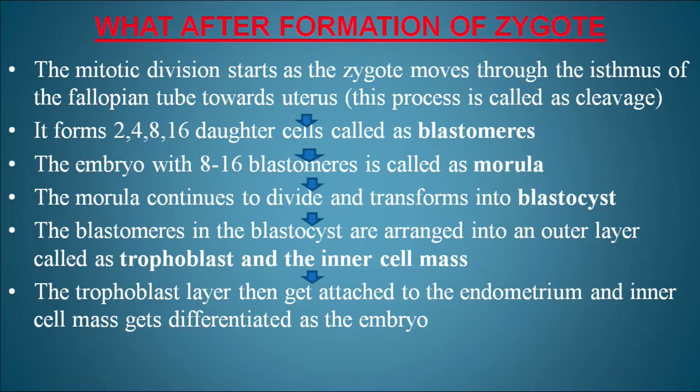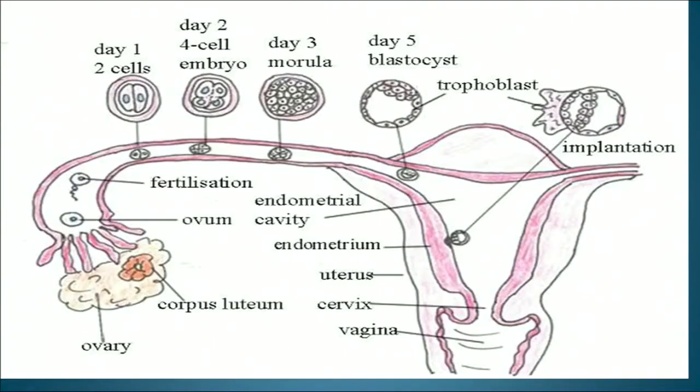The blastomeres in the blastocyst are arranged into an outer layer, which is called the trophoblast, and an inner cell mass, and this inner cell mass helps in making different tissues of the body. The trophoblast layer then gets attached to the endometrium and the inner cell mass differentiates as the embryo. In this picture you can see the different events after the formation of the zygote. Day 1 is composed of 2 cells, day 2 is a 4 cell embryo, and day 3 is like 8 to 16 cells, which is called the morula.